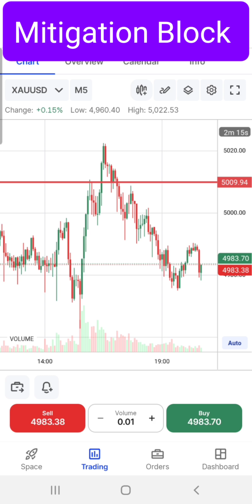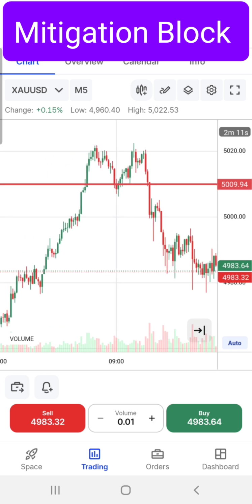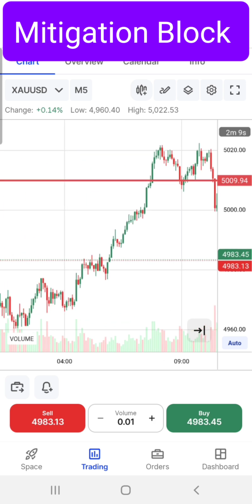What is a mitigation block? When you hear the word mitigation block, what does it mean? I actually would have liked to use a picture to explain this, but I think it would be wise for me to use a video. So that's why I'm coming to a live chart so we could see how it is.